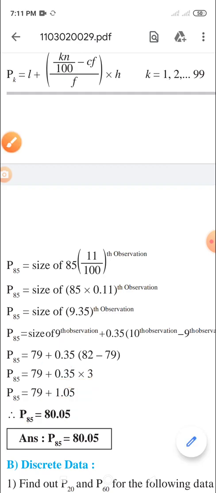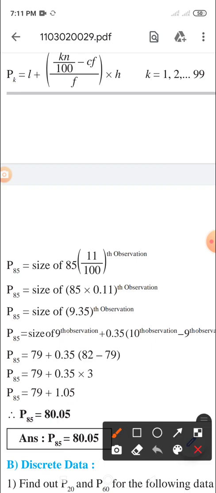That is, P85 is equal to 80.05. That is our answer. Please keep in mind how to make adjustments here when the answer is in decimals, like 9.35 here. All other adjustments we already did while we studied calculation of quartiles and calculation of deciles.